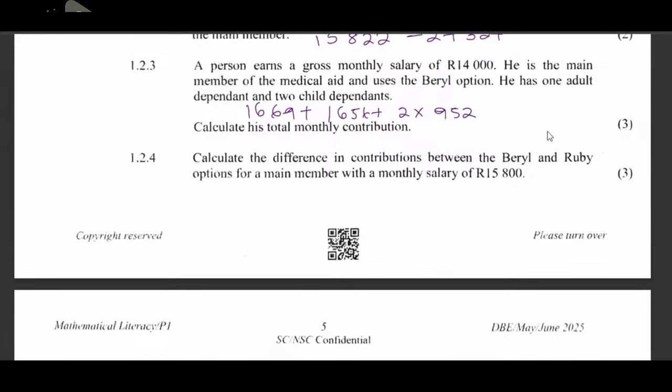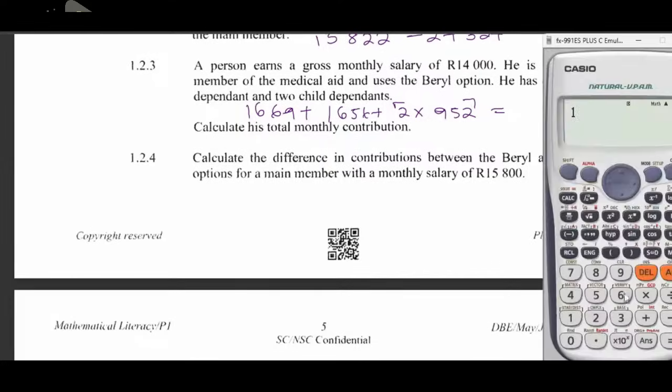This is a number that we are looking at. So put this in your calculator and we find out how much. Why are we multiplying by 2? Because there are 2 children after these 2 people. So we shall pick our calculator here. We put the money there.